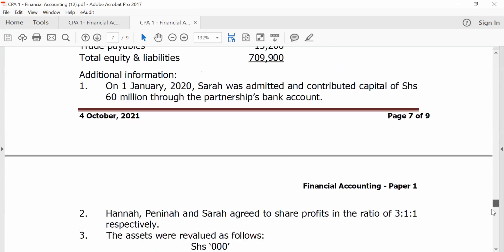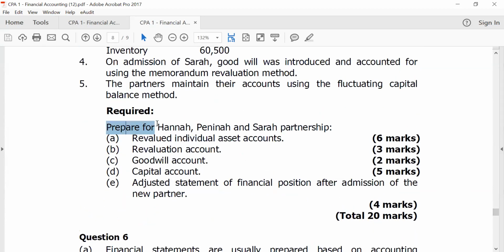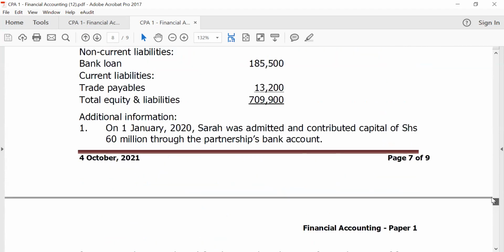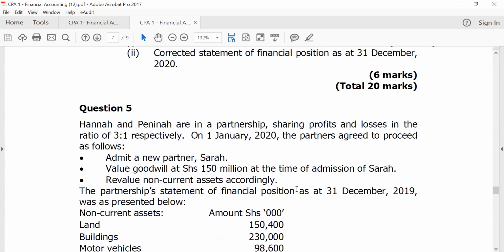So this question, as you can see here, asks us to prepare for the Hannah, Penina, and Sarah partnership: the revalued individual asset accounts, revaluation account, goodwill account, capital account, and then the adjustment of the statement of financial position. So just read through the question, I'll run through a little. Hannah and Penina are in partnership sharing profits and losses in the ratio of 3:1. On 1st January 2020, the partners agreed to proceed as follows. So they are admitting a new partner, Sarah.